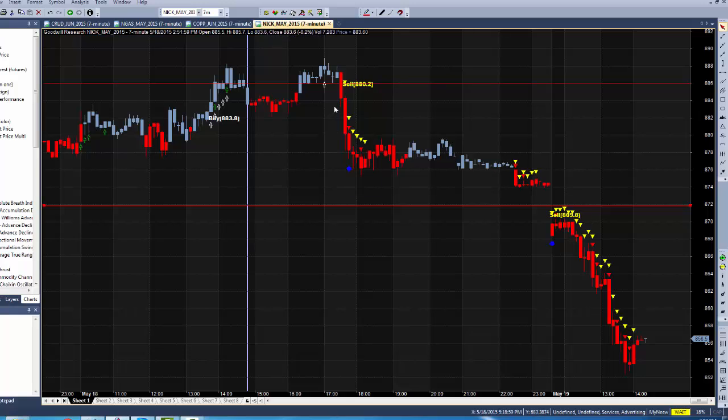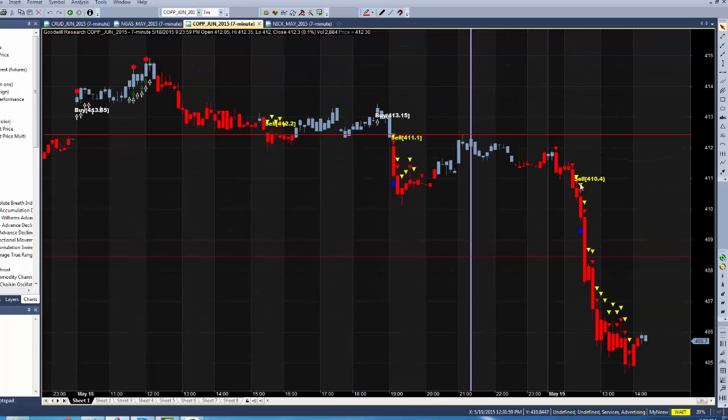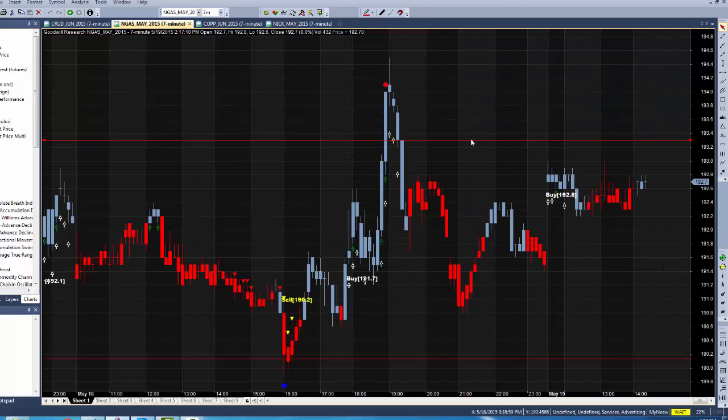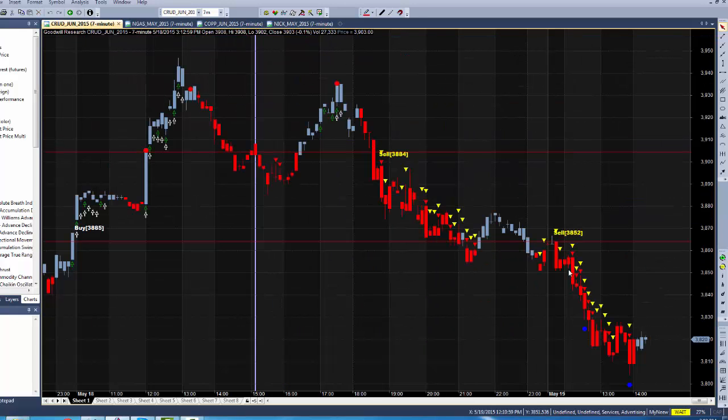For nickel it is a 6-point stop loss and 6-point target, and for copper it is a 2-point stop loss and 2-point target, and for natural gas alone it is 1.6 target and 1.6 stop loss. For crude oil it is a 20-point stop loss and 20-point target. So this is the wonder with GWC.